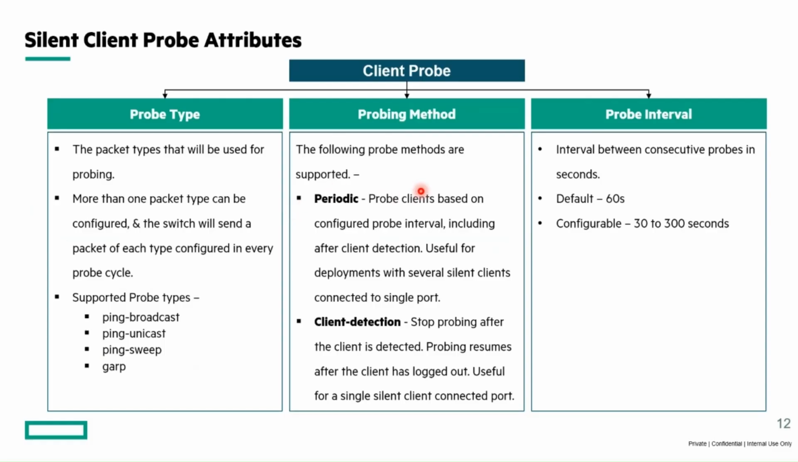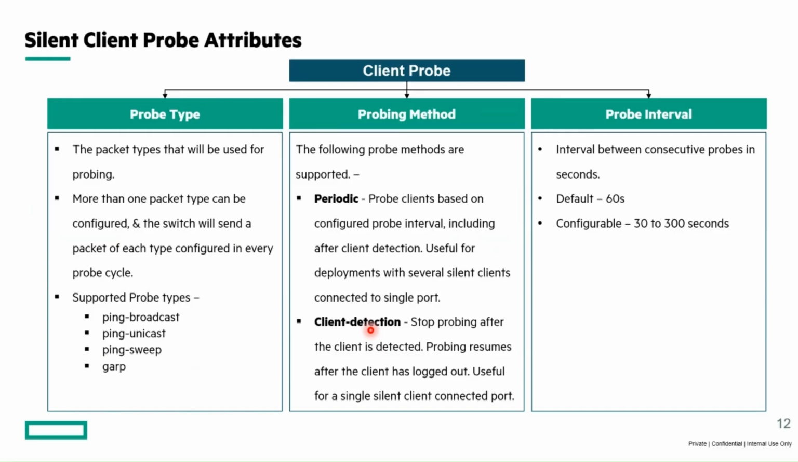Next comes the probing method. So we do have two probing methods, periodic and client detection. In the periodic method, you configure the interval, as I mentioned earlier, from 30 to 300 seconds of probing interval, and the default is 60 seconds. And next comes the client detection.